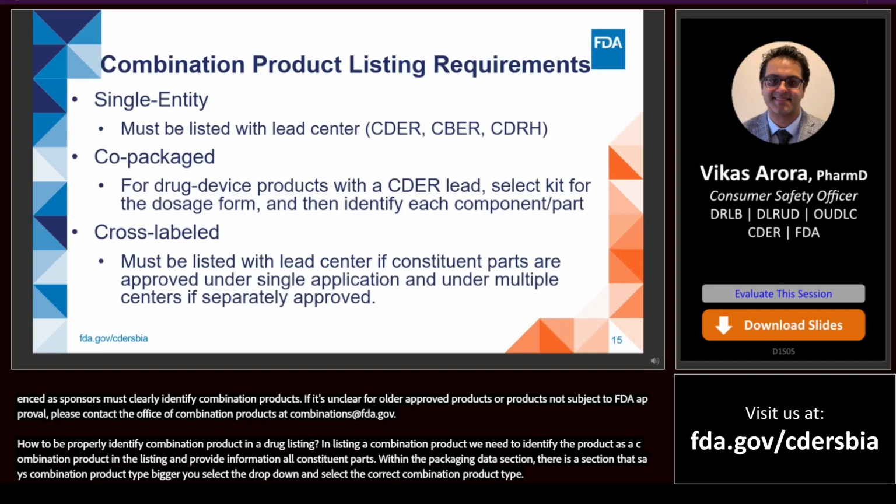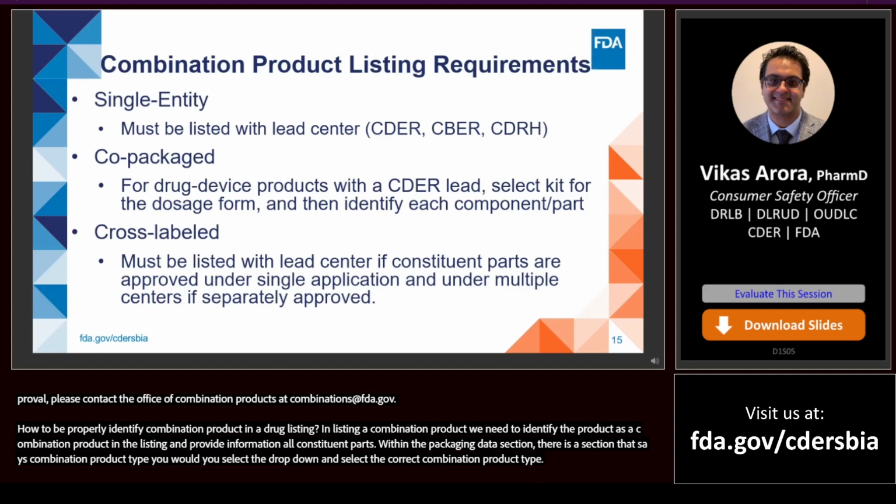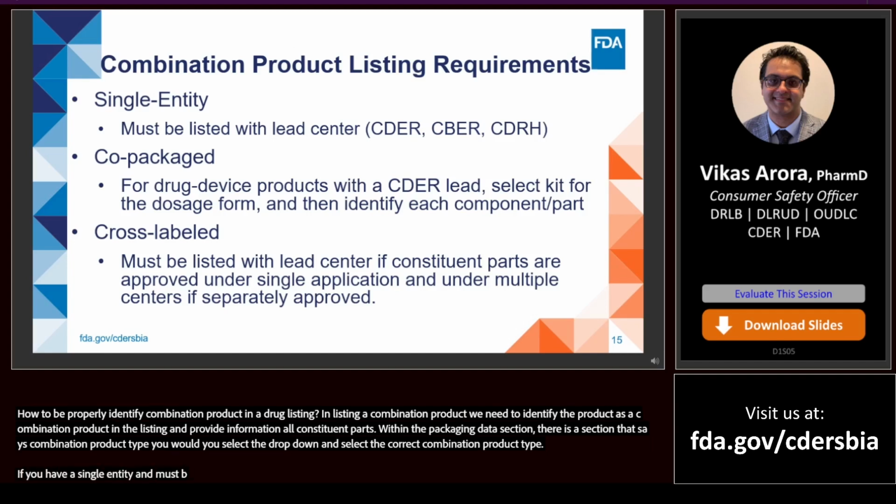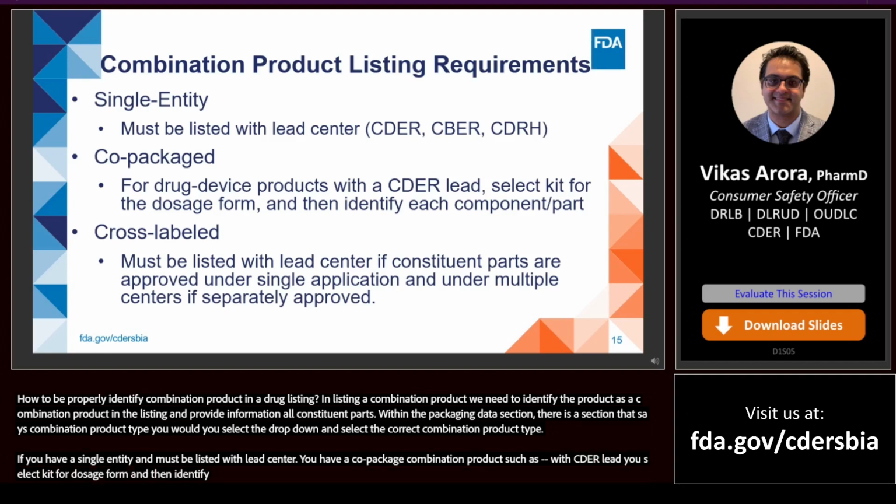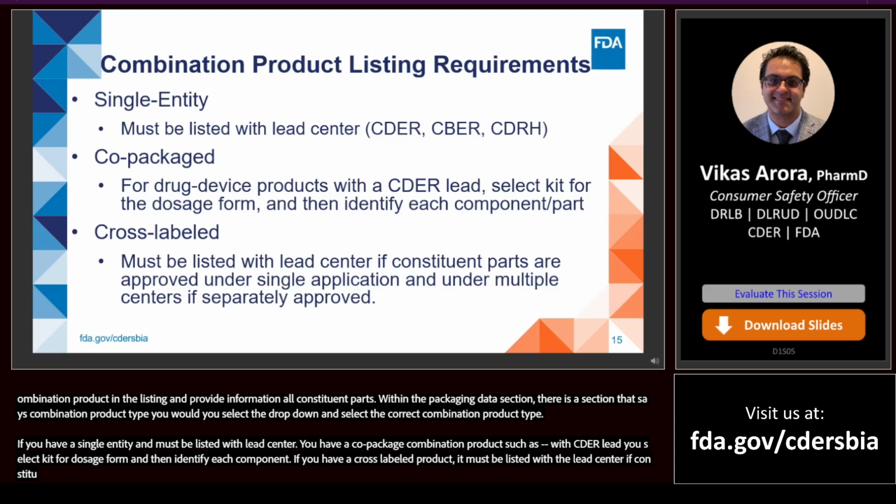So what are the listing requirements for the different combination product types? If you have a single entity combination product, it must be listed with the lead center. If you have a co-packaged combination product, such as a drug-device product with a CDER lead, you would select kit for the dosage form and then identify each component. If you have a cross-labeled product, it must be listed with the lead center if the constituent parts are approved under a single application, and under multiple centers if they are separately approved under different application types.